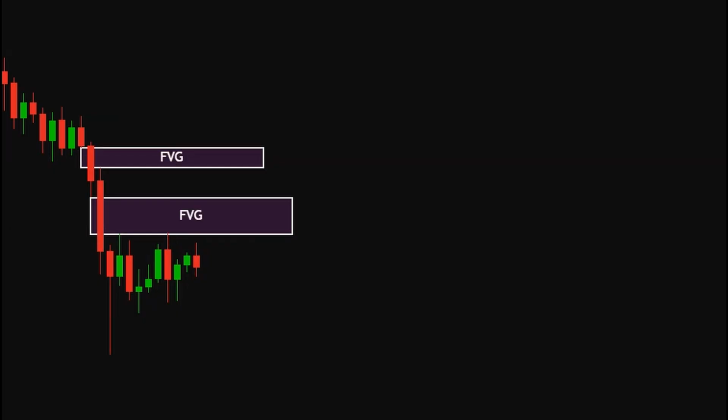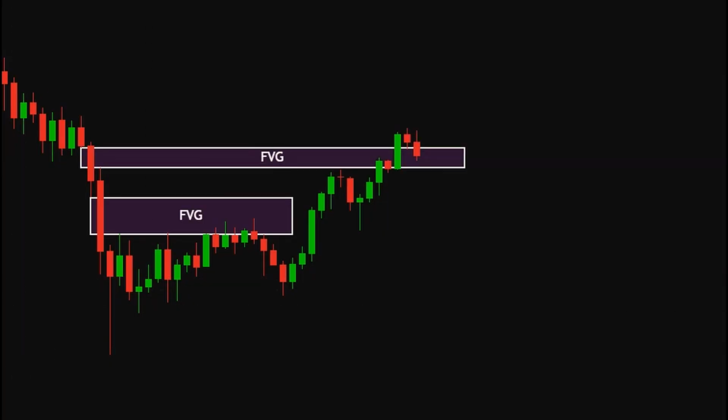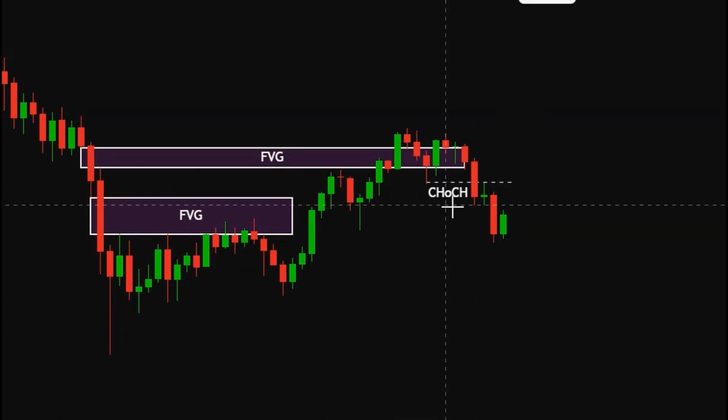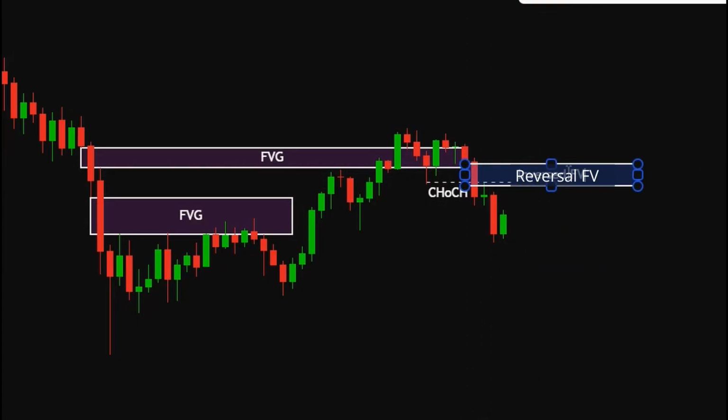Now here's a real chart example. Price rallies aggressively, leaving multiple bearish FVGs behind. Later on, price taps into a FVG. And as smart traders, we don't chase. We wait for the reversal FVG to appear. And here it is. That impulse breaks structure and forms a clean CHoCH, a signal the market is ready to reverse. From here, patience is everything. We wait for the price to retest that reversal FVG. And once we see rejection from that zone, that's our entry.